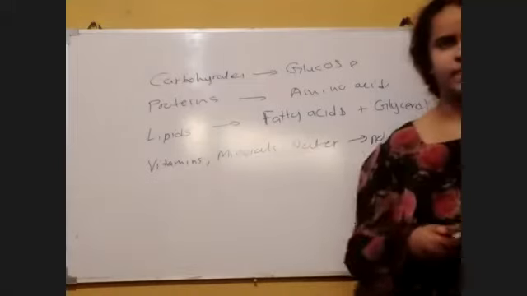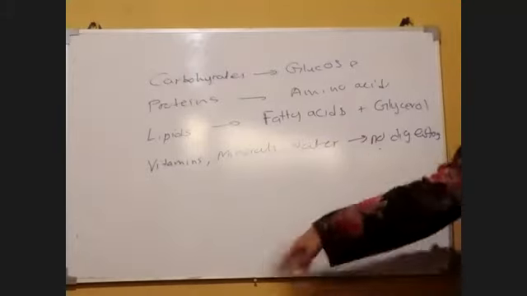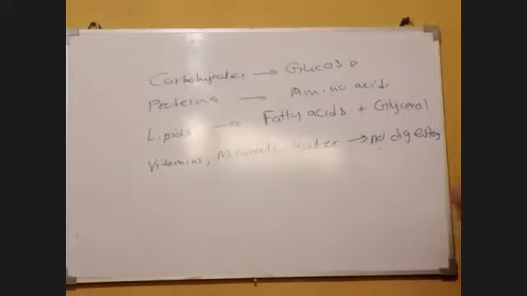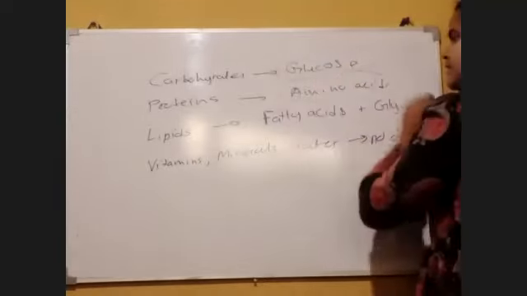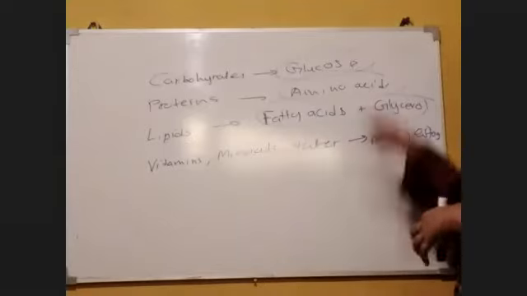Right. So this is the summary. Here, glucose, amino acids, fatty acids, and glycerol, we call those the digested end products.